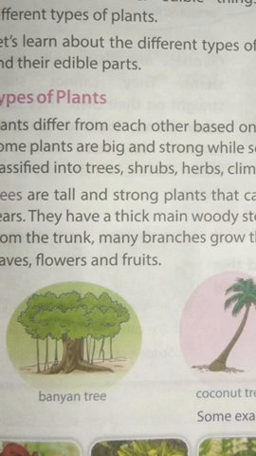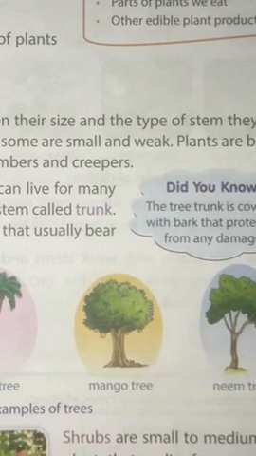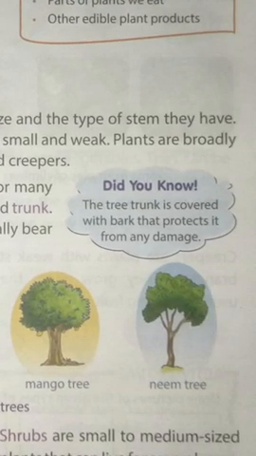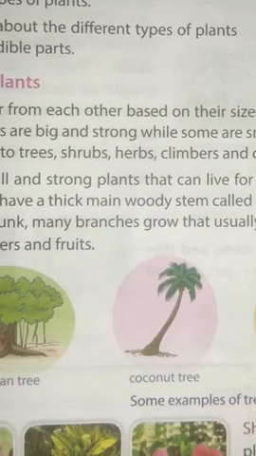From the trunk, many branches grow that usually bear leaves, flowers, and fruits. Examples of trees: banyan tree, coconut tree, mango tree, neem tree. These are some examples of trees.